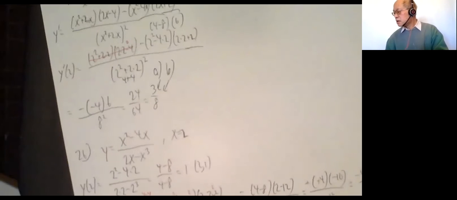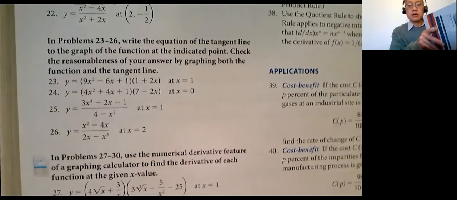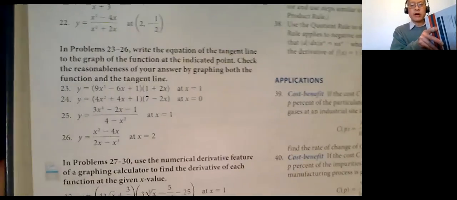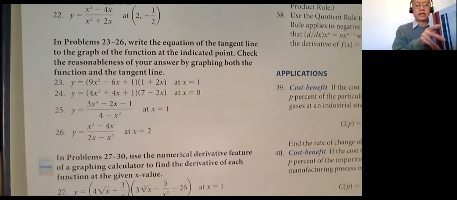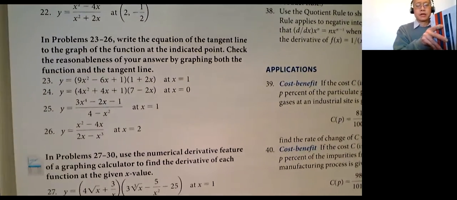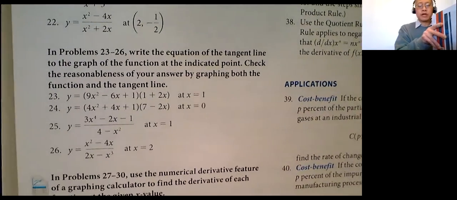Okay, then 26. Then I'm almost done. Write the equation of a tangent line. All right, same thing. Y minus y1 equals m times x minus x1. Notice they do not give me the y coordinate. How do I get the y coordinate? Plug it in.